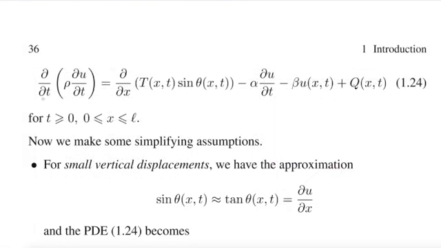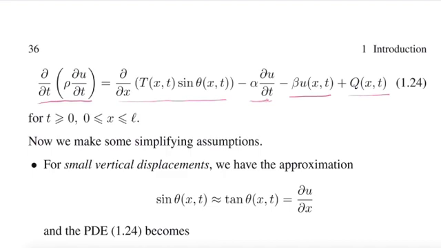Okay, so here we have the same equation. We have a time derivative of rho du by dt. And then this became an x derivative of the tension times the sine. The alpha term with the friction term, the beta with the restoring force, and the gravity term q. And now we make a whole bunch of simplifying assumptions.